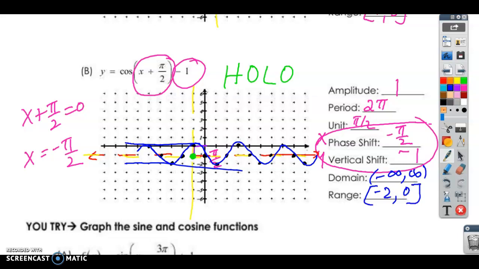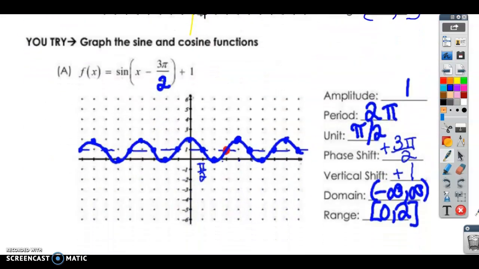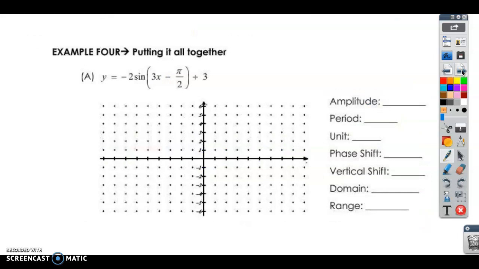The U-try, I'll show you the U-try. If you want to do it, those are the answers. I'm not going to go through and do it. I'm going to go to example 4, but if you want to try it, this is a good one to try. Moving on to example 4.